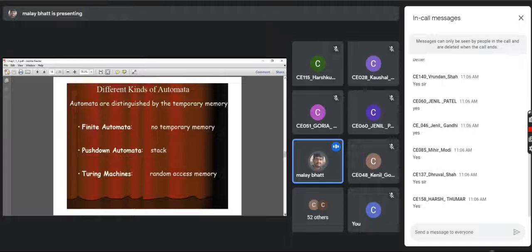A finite automata does not require any extra or temporary memory to solve some problems. Then we have a pushdown automata, which uses a stack, and we have a Turing machine, which uses a tape as a memory.